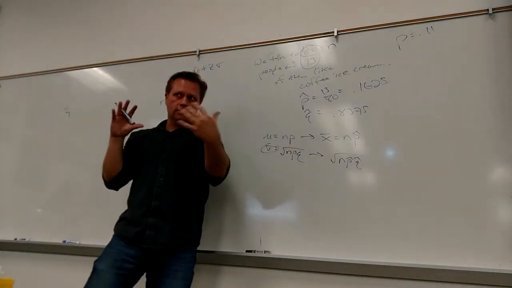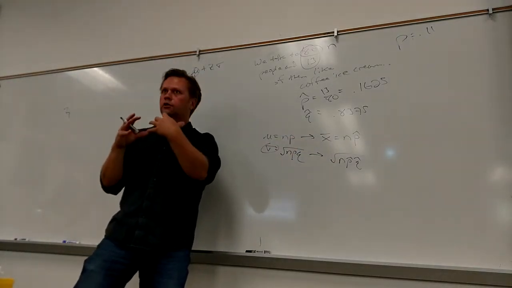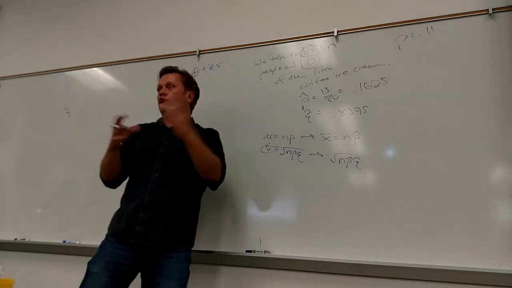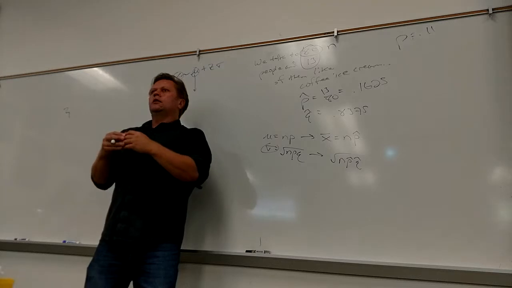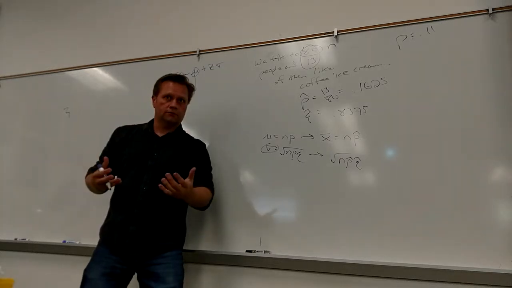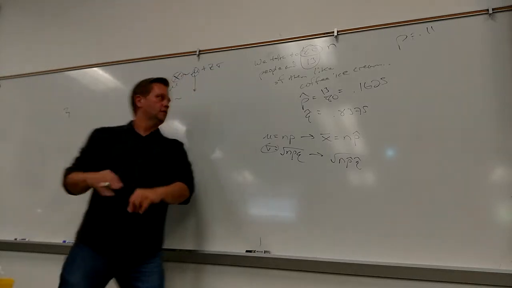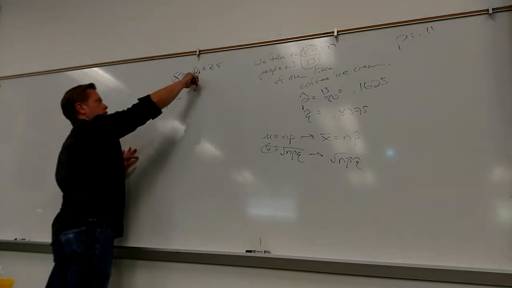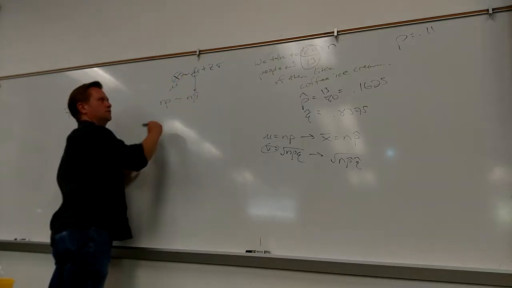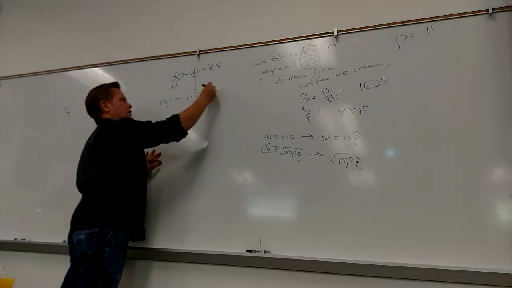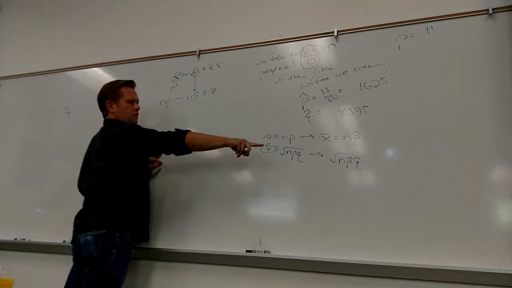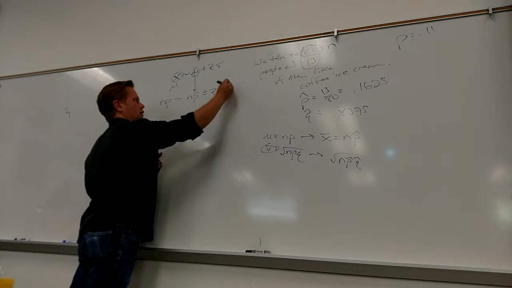I am right now constructing a formula that you are going to use. You are not going to have to construct it every time you do a problem. I want to show you where the formula comes from, and then you're going to use it. So the next best thing I have for the mean is n p hat, plus or minus z, and the standard deviation becomes the square root of n p hat q hat.